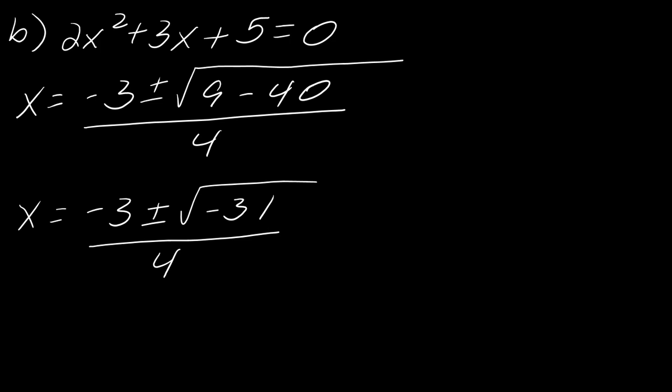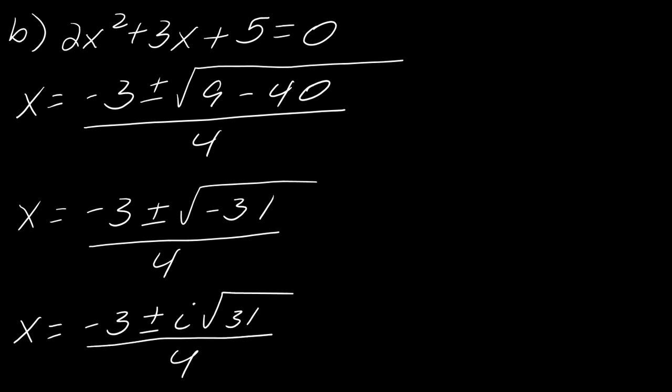Okay, and so now it's like, what else can I really do with this? The square root of -31, the only thing I can really do with this is break out an i. So this becomes -3 plus or minus i times the square root of 31 over 4. And honestly, you really can't do a whole lot more beyond that.